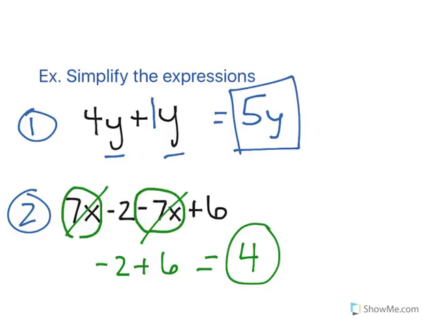Again, when you combine like terms, notice how I didn't combine the 2 or the 6 with the x's. It's because they don't have an x attached.